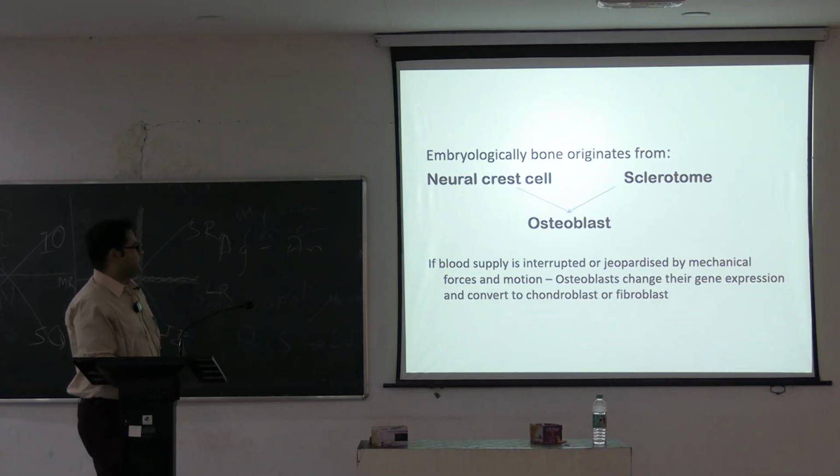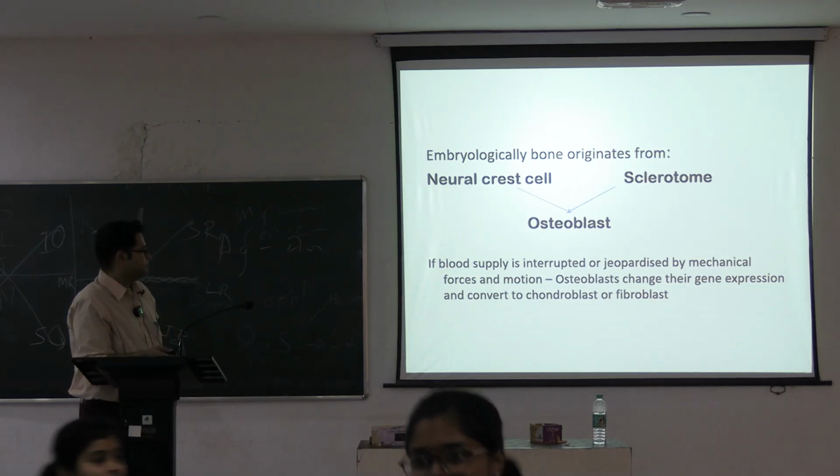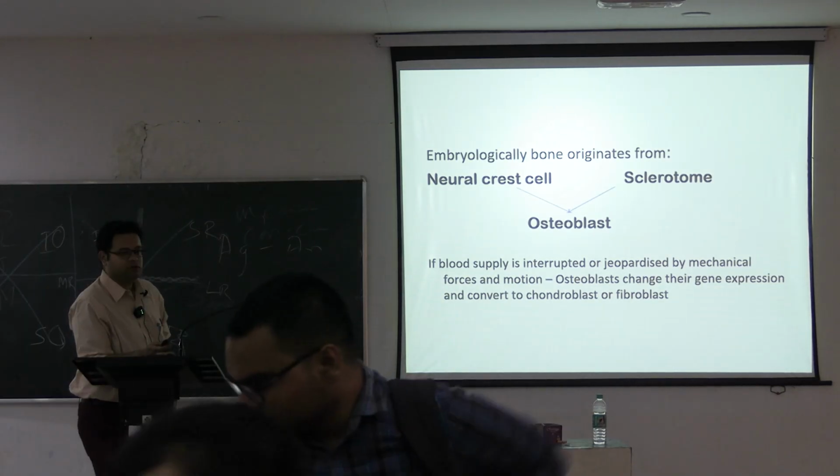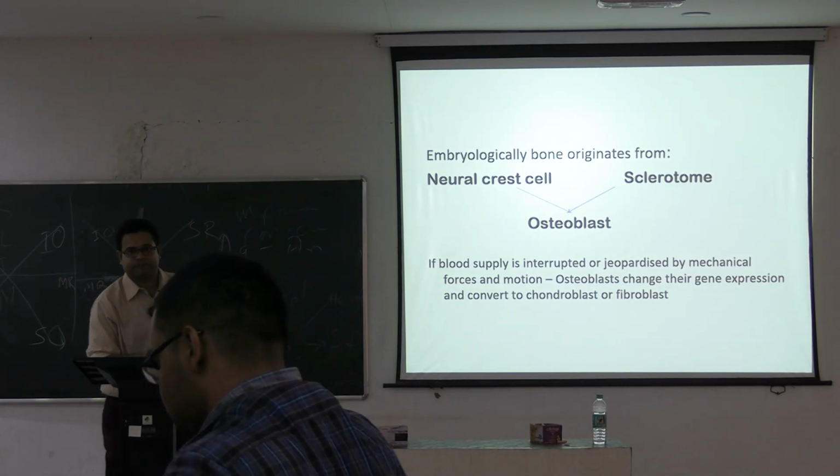Just a small note on the embryological origins of bone. The bone cell originates from the neural crest cell and the sclerotome, which forms the osteoblast. Now, the osteoblast is the basic stem cell, you can say, of the skeletal system. The purpose is that it changes gene expression and it can convert into a chondroblast or a fibroblast.